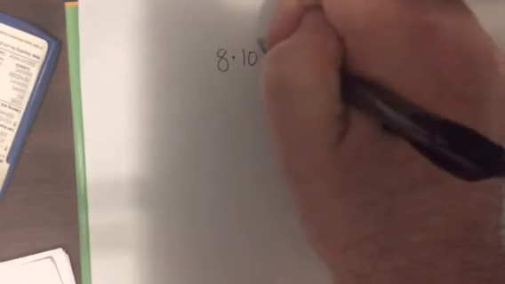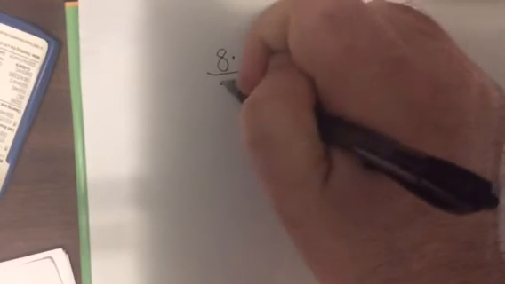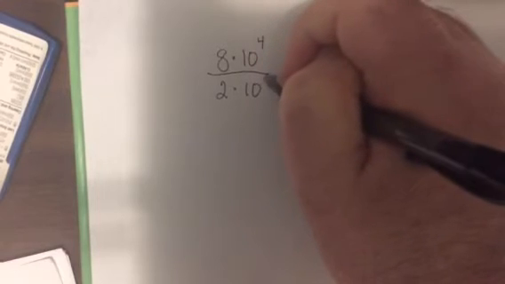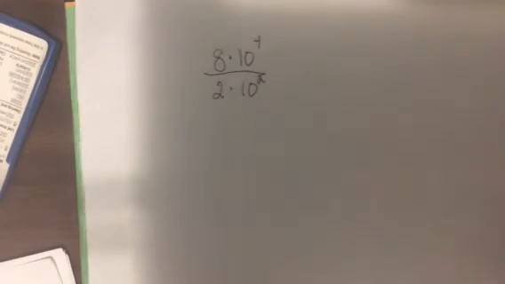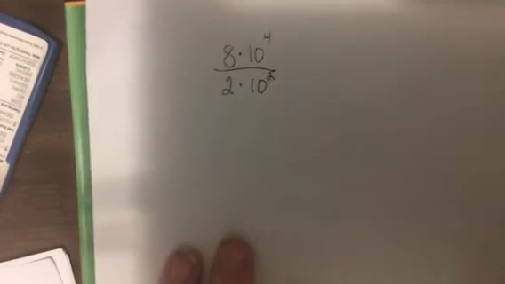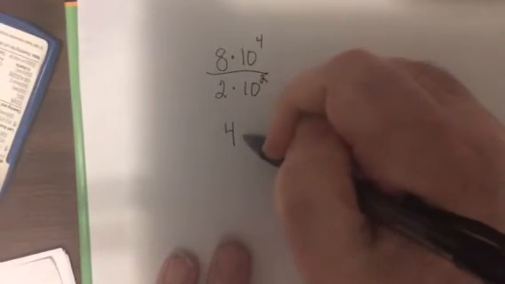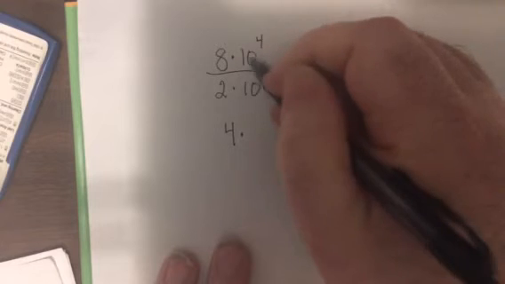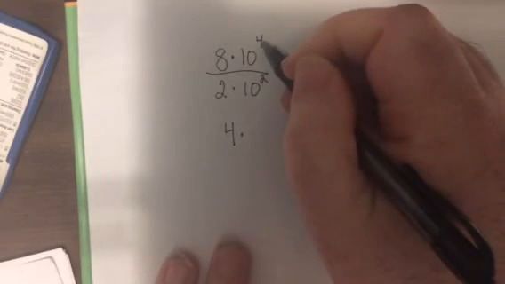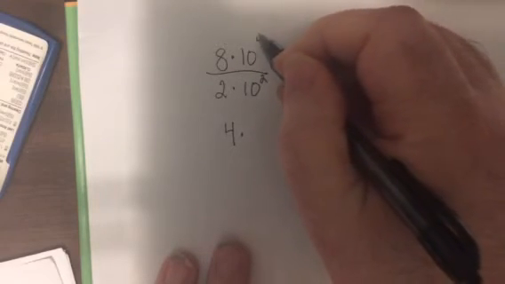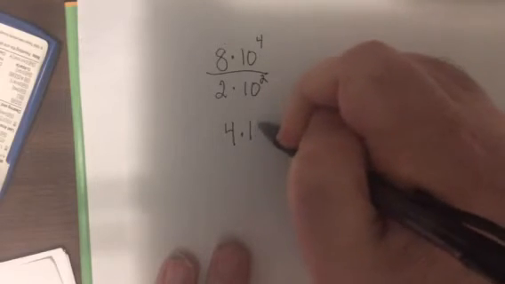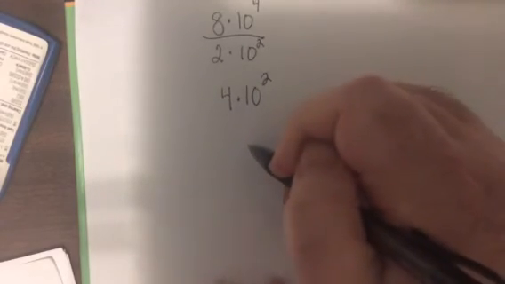So if I have 8 times 10 to the 4th, and I divide that by 2 times 10 to the squared, well, you divide 8 divided by 2 is 4. When you divide two things same base, you subtract the powers. If you remember from laws of exponents, 4 minus 2 is 2.